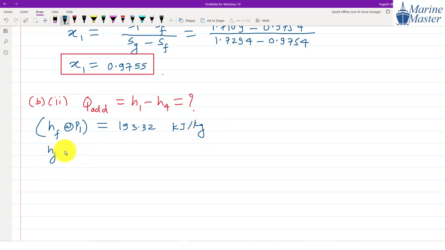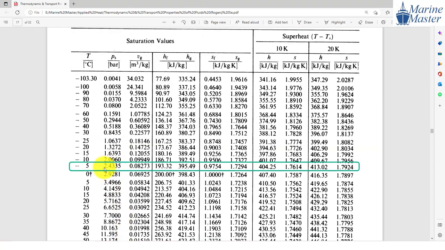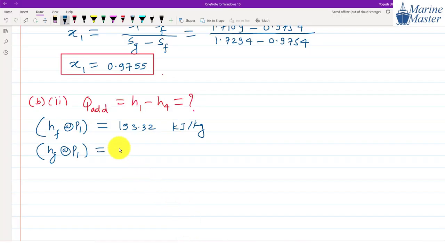Similarly, we are going to find out hg at P1. And hg at P1, guys, P1 pressure means 2.4335. hg at P1 is 395.49. How much, guys? 395.49 unit kilojoule per kg. Unit is kilojoule per kg.